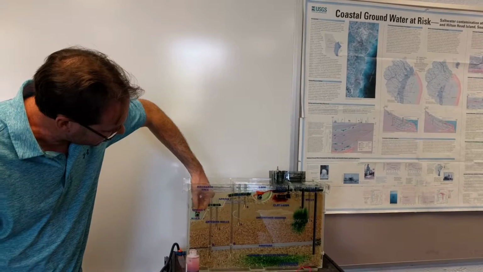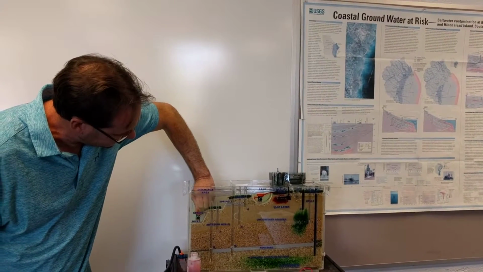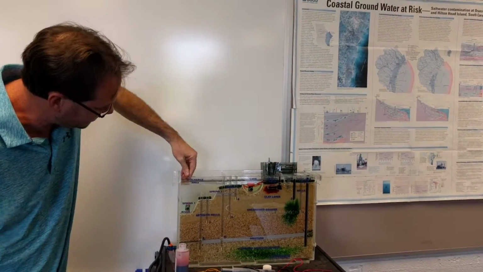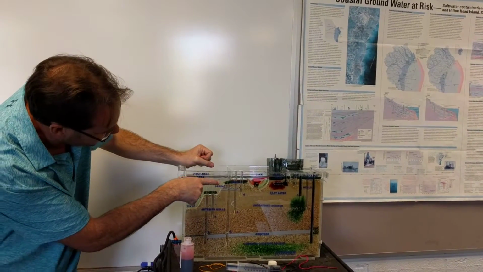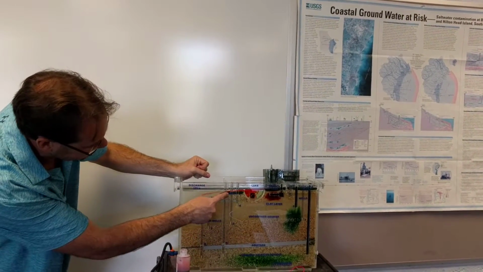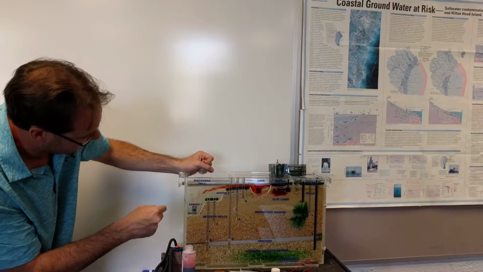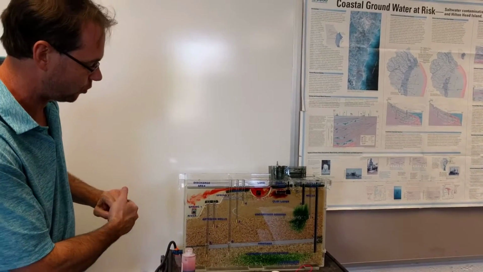So now what I'm going to do is open up this valve, and you should be able to see now this red water flowing very quickly. See it? Yep. Flowing down and out, because now we have a river opening.